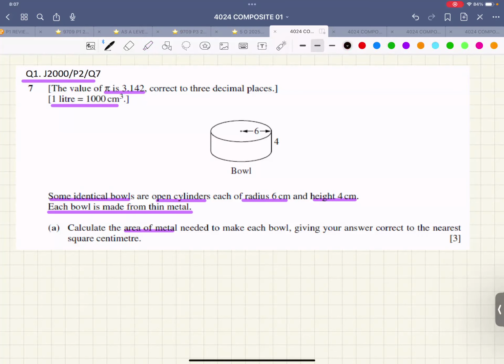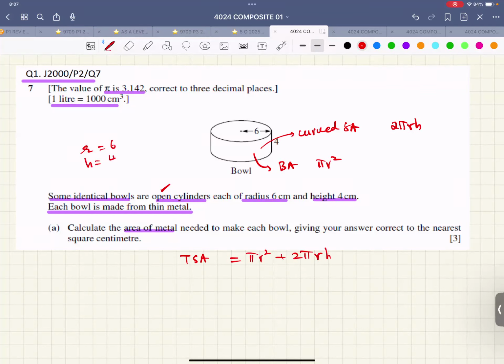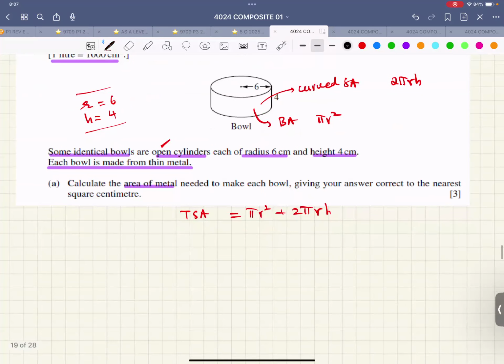Now, let me just write in terms of symbols, and then we can plug in the values later. So it's an open cylinder. That means there is only the curved surface area, and then there is the base area. The curved surface area is 2 pi rh. The base area is pi r squared. Therefore, the total surface area is pi r squared plus 2 pi rh. What is the value of r? That is 6. What is the value of h? That is 4. Now look at my working.